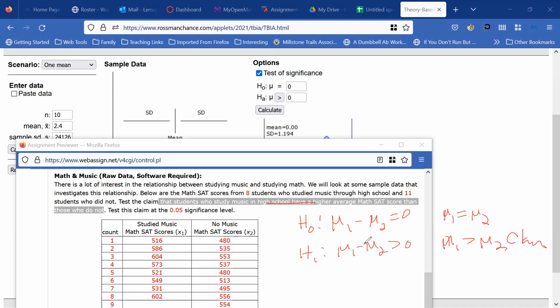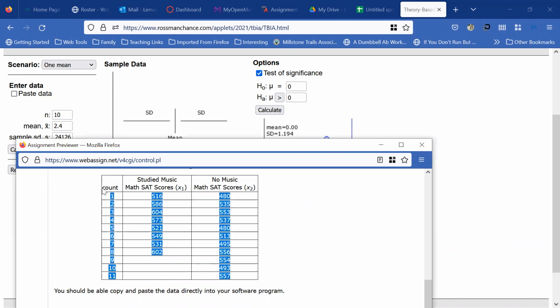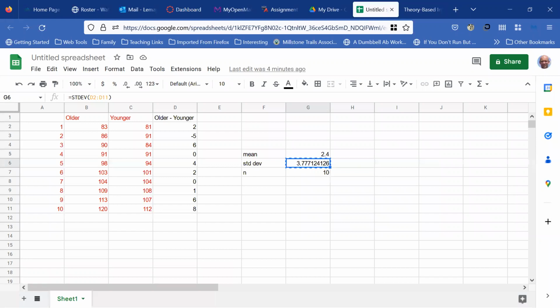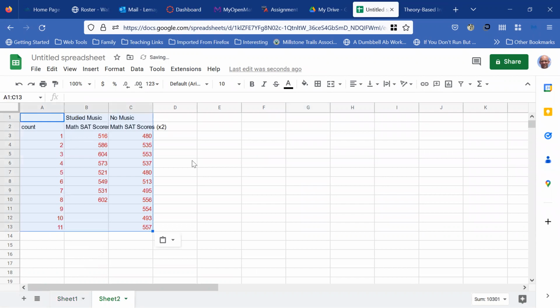So now to get this to work in that Rossman-Chance applet, sometimes copy pasting the data just doesn't work these days. So I'm going to show you a different way to do this. I'm going to select all of this table. Control C. I'm going to go to my spreadsheet and I'm going to do a new tab. And I'm going to paste them in.